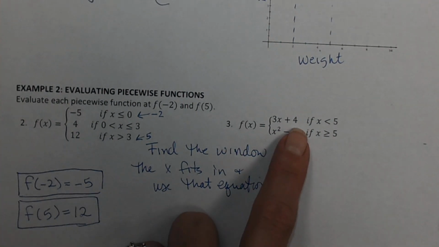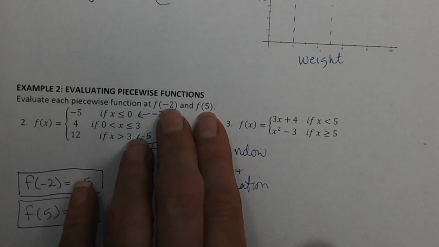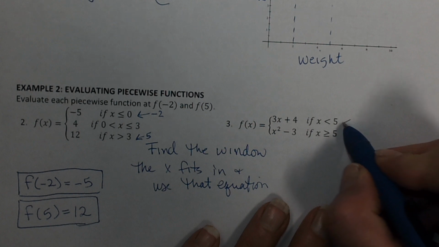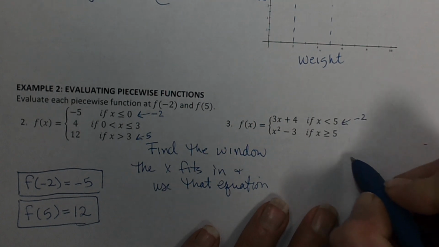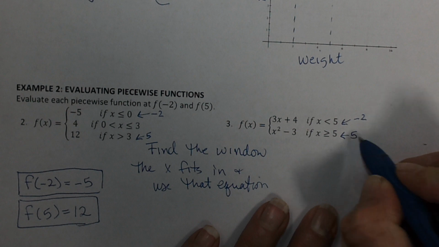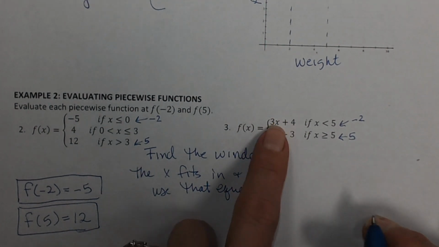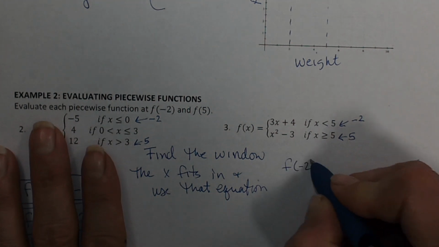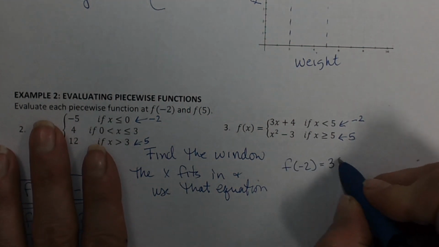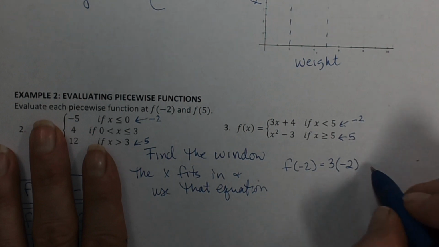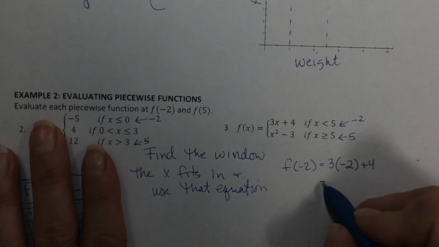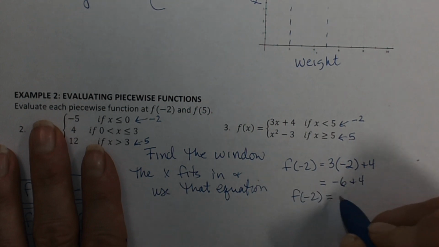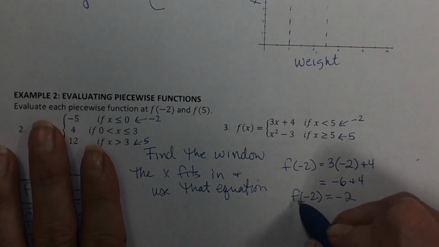So then when we look over here, we're still doing the same 2 x's, right, the same inputs. So we look and we say, okay, well, where does the -2 go? Well, the -2 would go into this equation, and the 5 would be in that window. All right, so now this we are able to plug in. So we're going to actually plug in and say, okay, f of -2, we know that that means that we plug in -2 for x. So we have 3 times -2 plus 4. That gives me -6 plus 4. So f of -2, -6 plus 4 is -2.